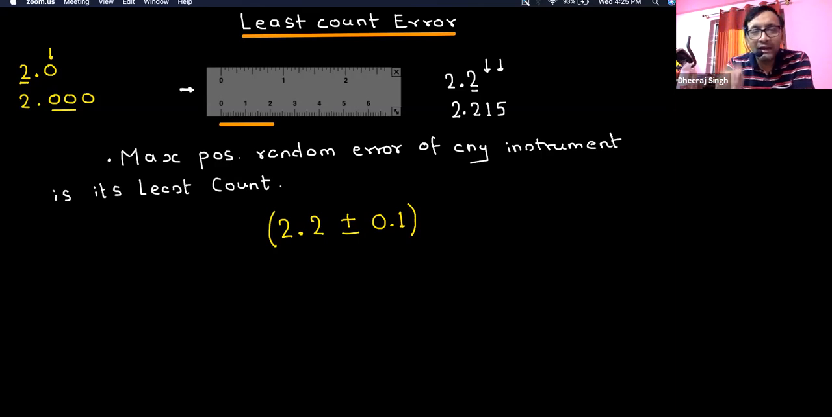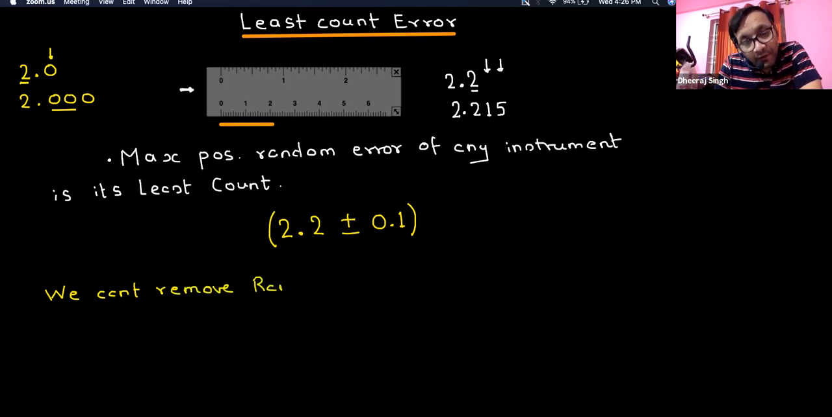So whenever I'm writing a reading, let's say 2.2 I've measured, along with it I'll write its error also, like this, plus minus 0.1. So the error can be maximum plus 0.1 this side and minus 0.1 that side. So your actual reading belongs between 2.1 and 2.3. So basically, we cannot remove the random error, right? This is very clear.